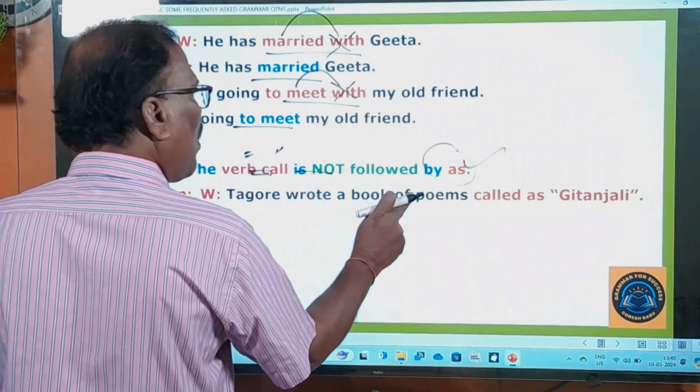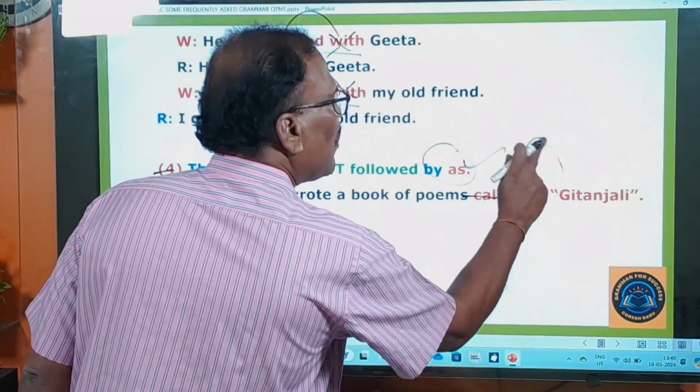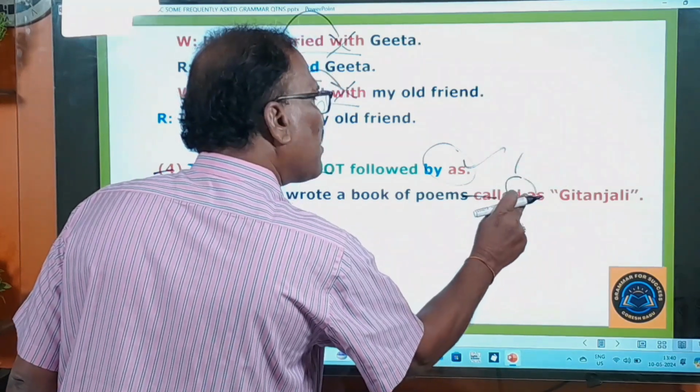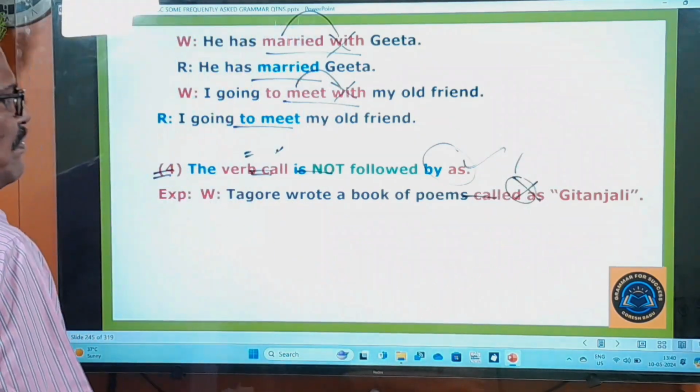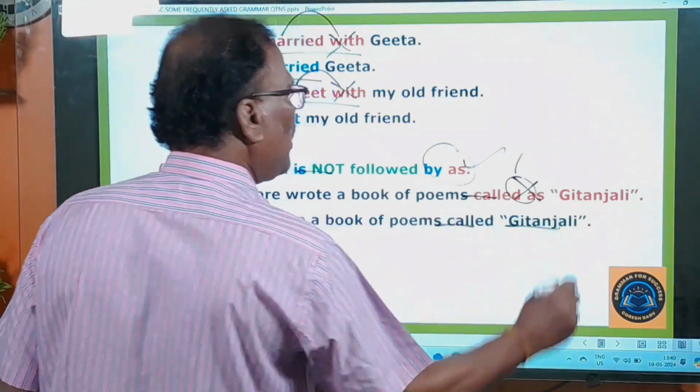Tagore wrote a book of poems called as Gitanjali. Called as. Okay, people say called as, don't say called as. Simply you say, Tagore wrote a book of poems called Gitanjali.